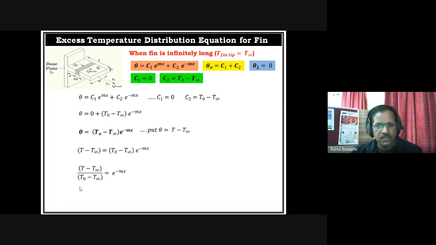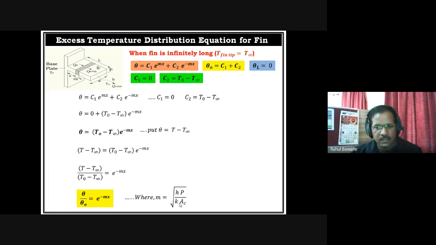If I shift these temperature terms to the left-hand side, our simplified equation will be like this. Now we can put the notation of excess temperature here also. So T minus T infinity is the excess temperature at any particular x distance, and T0 minus T infinity is the excess temperature at the base, so it is theta 0. So our final equation will be theta upon theta 0 equals e raised to the power minus mx. Now where, what is m? M is the square root of hp upon k times cross-sectional area.